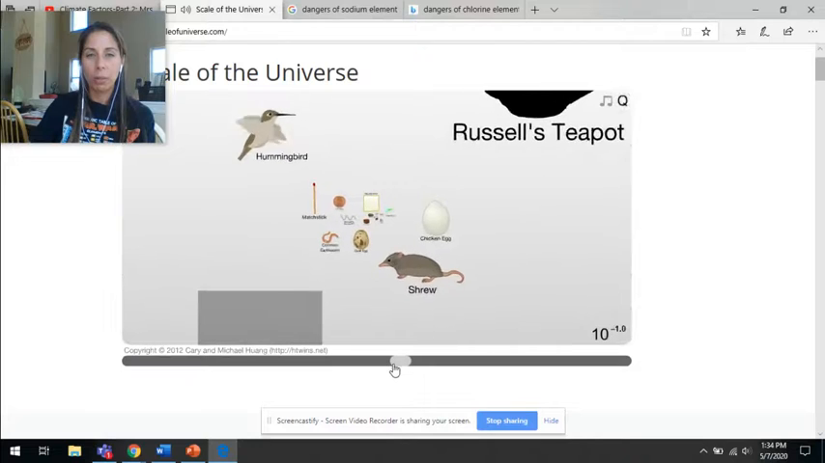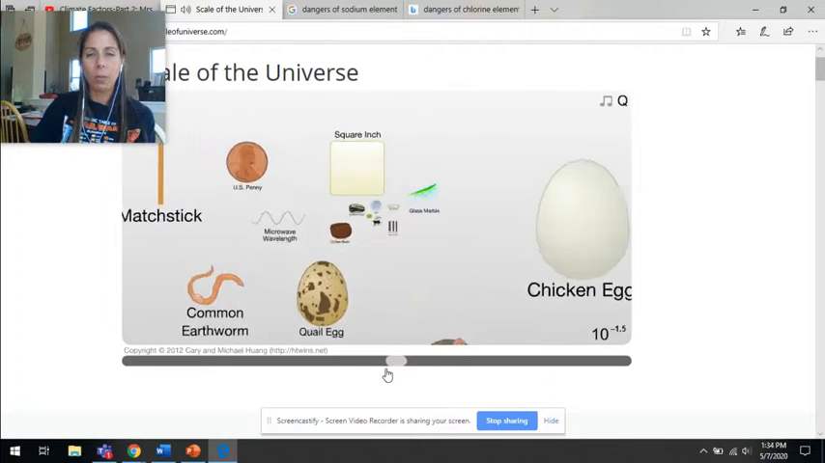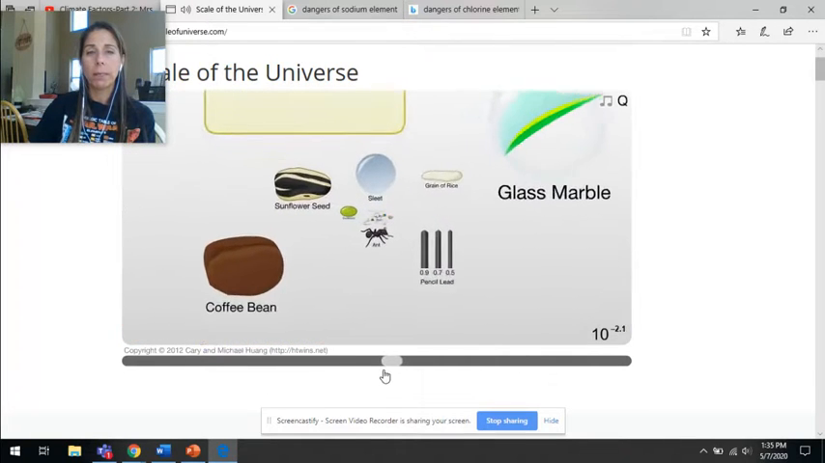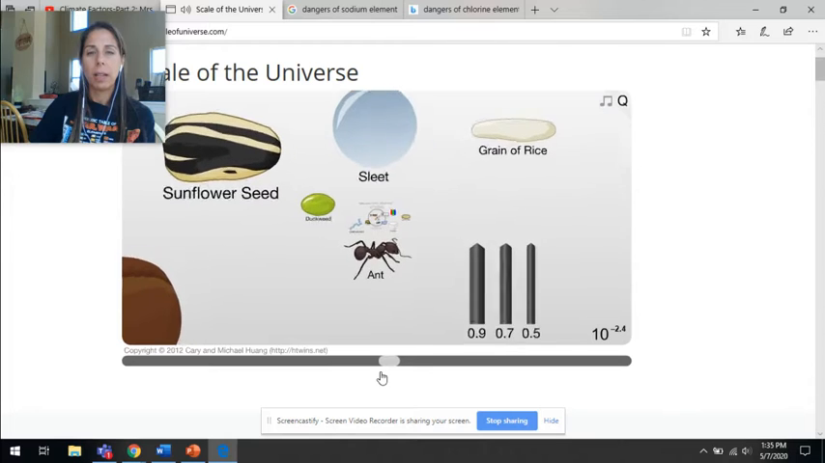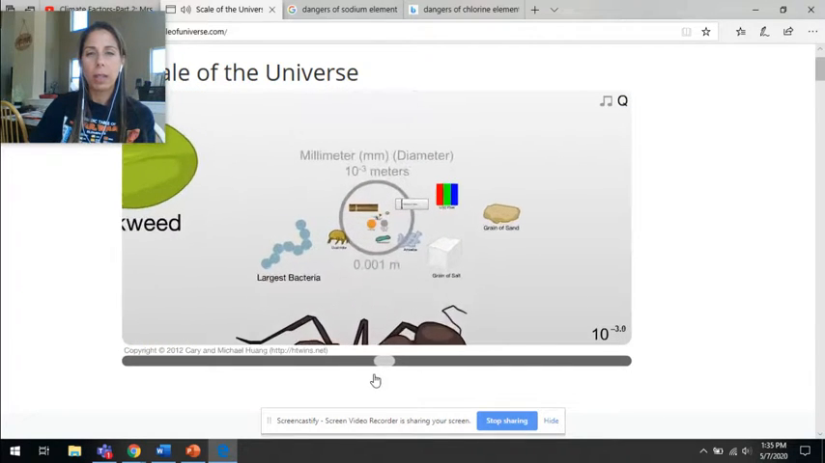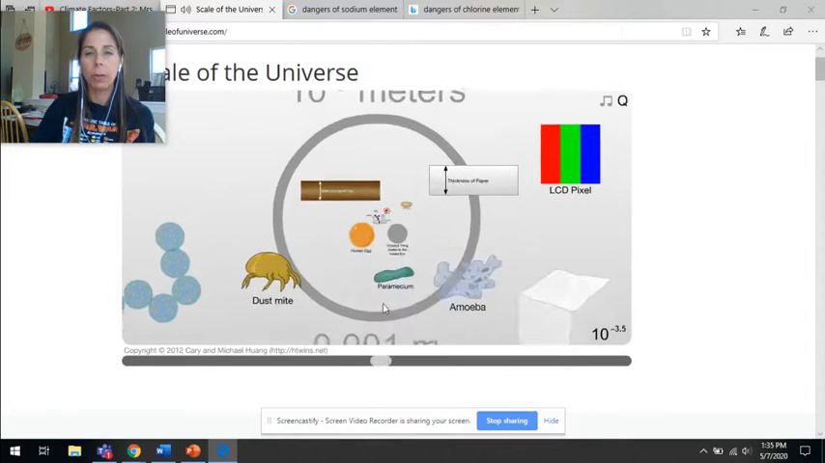It gets pretty cool. And this stuff is like, all right, yeah, I know all that stuff is smaller. Fast marble, microwave wavelength. All right. What else we got? Sleet, ant. And then let's see, bacteria. So I saw a couple of things here that's pretty cool. Oh, amoeba. Oh, wait, what's going on?